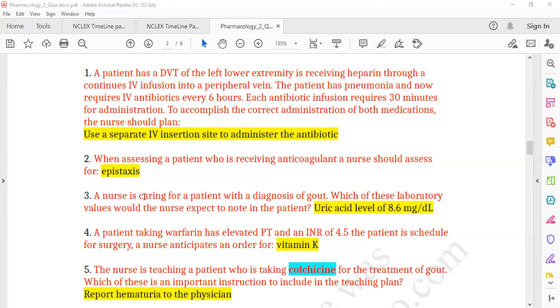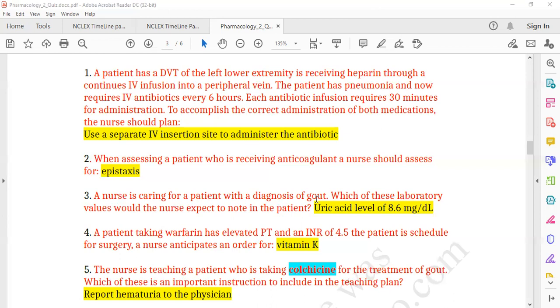Question 3, a nurse is caring for a patient with a diagnosis of gout. Which of these laboratory values should the nurse expect to note in the patient? So the patient is taking anti-gout medication. What should we check?